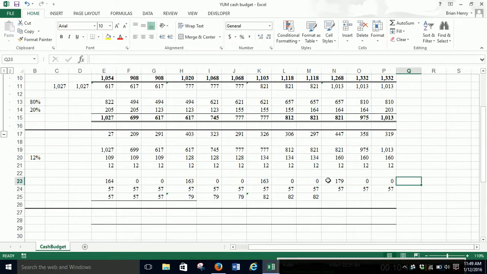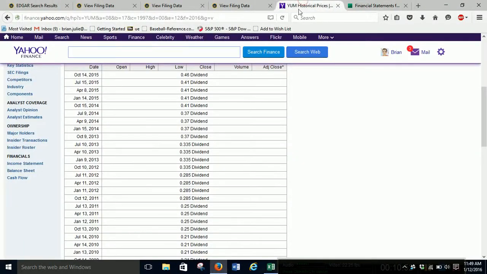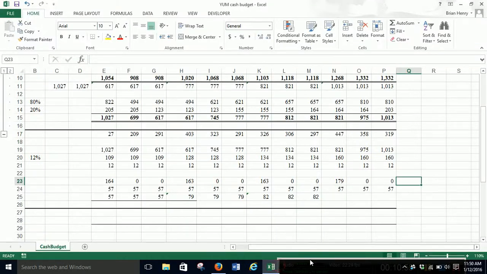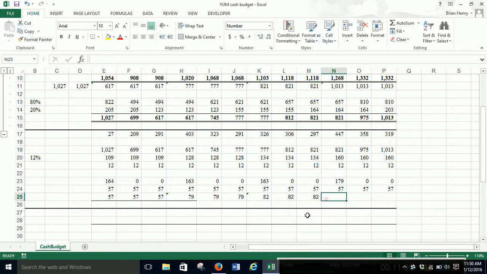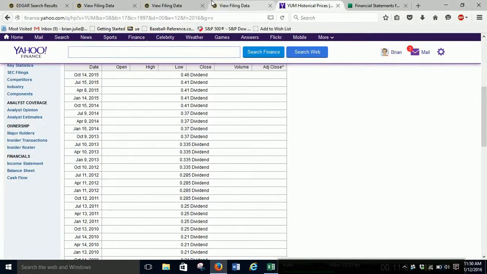And you'll see this dividend payment was a little bit bigger than the last three. So you can always check what the dividend payment was. And in October you'll see that they paid 41 cents per share instead of 37 cents per share. So that makes sense. And now we can also highlight all these and make sure we get to the right number, 669. And then our total capital expenditures for the year.